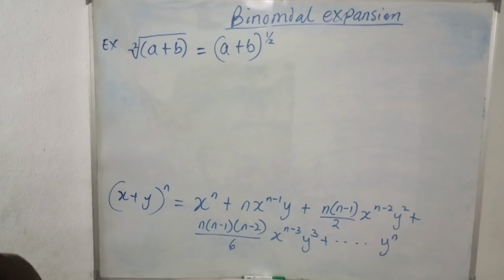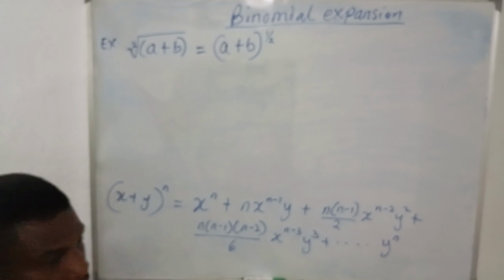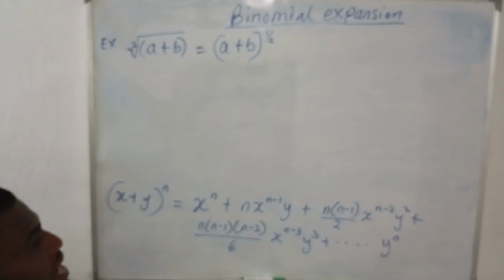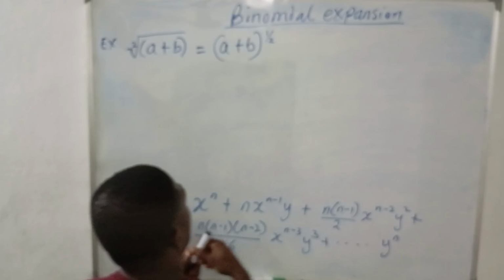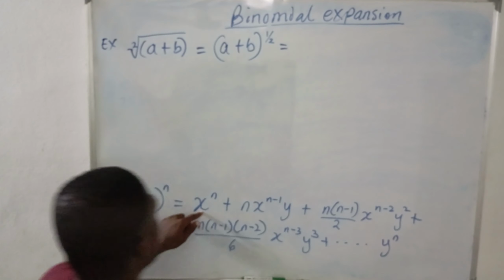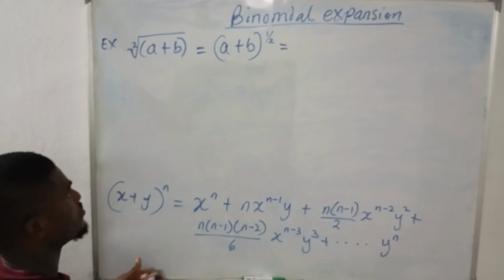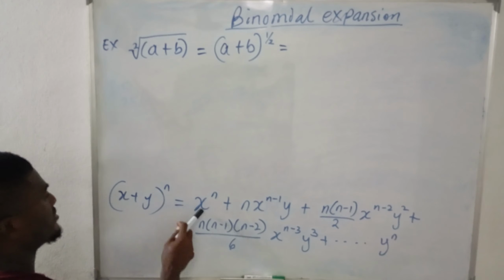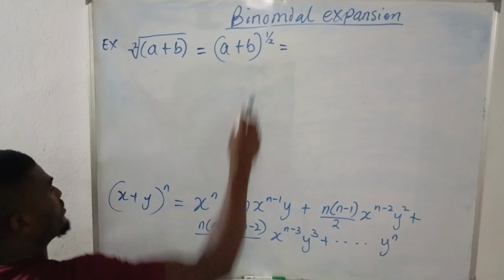Alright, so how do you apply it to this point? You can keep it as a fraction, or you can also keep it as a decimal, depending on which one would be of ease to you. So using this formula, in this case x here is a, y is b, and n is 1 over 2.